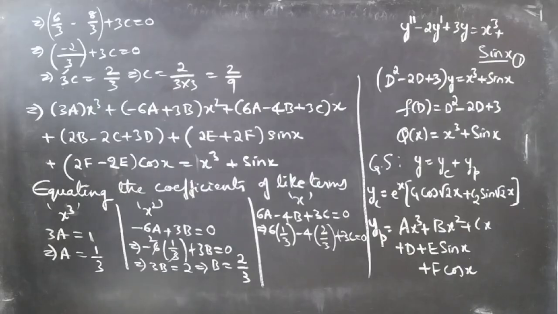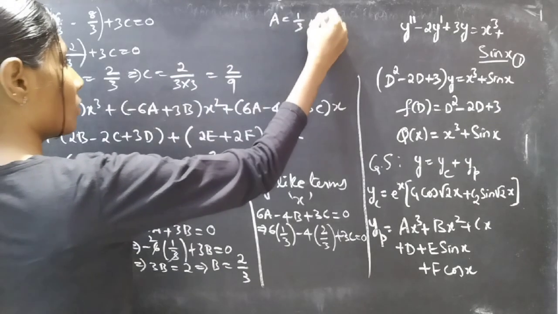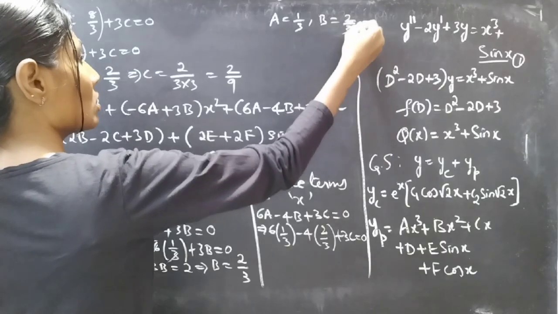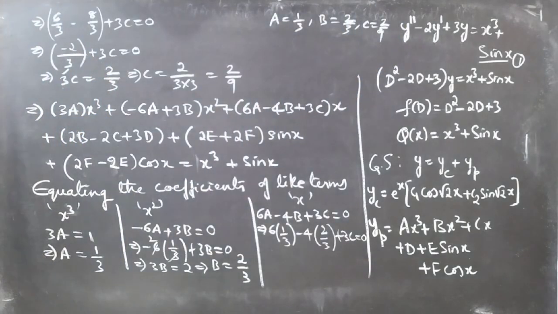Right? Now we got the values of a, b and c. A equal to 1 by 3, b equal to 2 by 3, c equal to 2 by 9. Right? Fine.